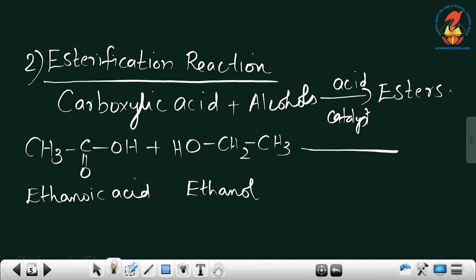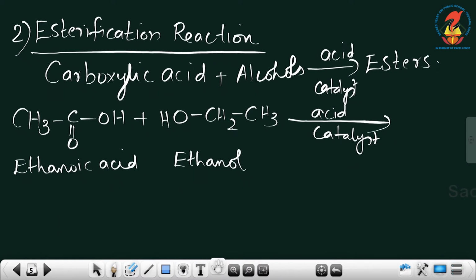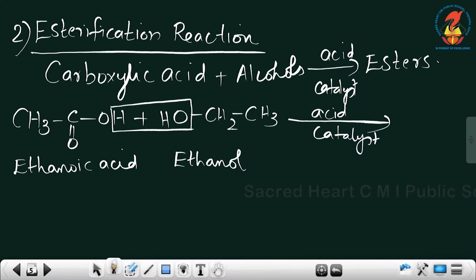So, when they react in presence of an acid catalyst, what happens here is one hydrogen and this OH. Hydrogen of the acid combines with OH of the alcohol and H and OH makes water. A molecule of water is removed. Now, what is left?